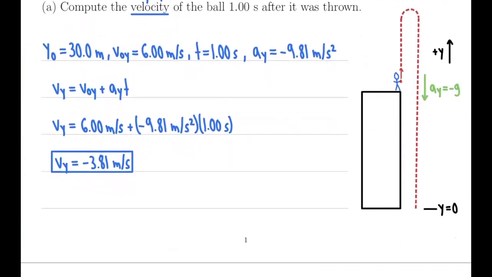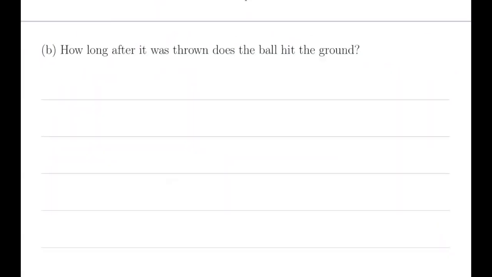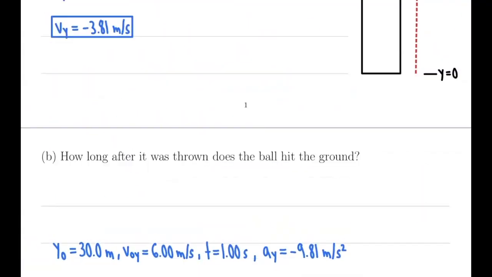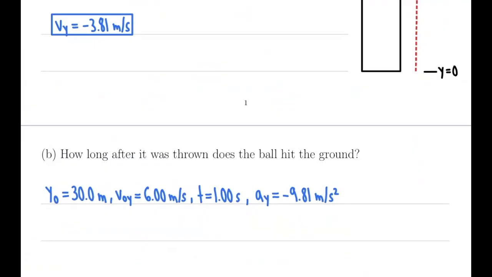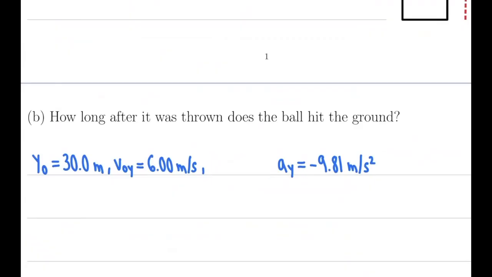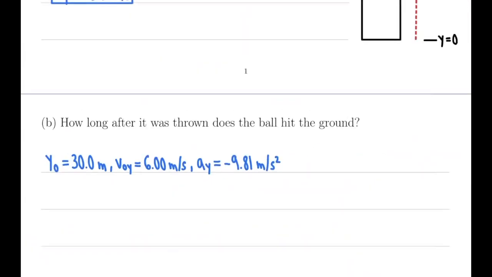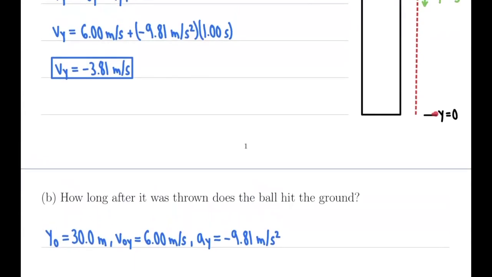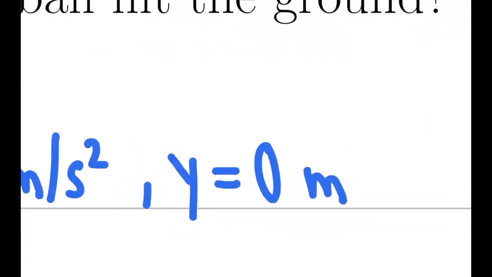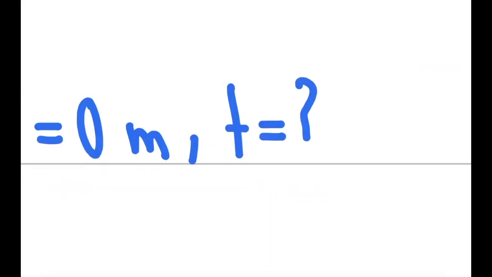All right. Let's do part B now. So how long after it was thrown does the ball hit the ground? So let me start by writing the knowns again. We have almost the same knowns. So this time, the initial position is the same, the initial velocity is the same. This time we don't know what time is, so I'm going to remove that. And this time we know the final position because it says that the ball is going to hit the ground. So the final position y is 0 because that's what we said the ground is. The ground is y equals 0. So we need to find t now.